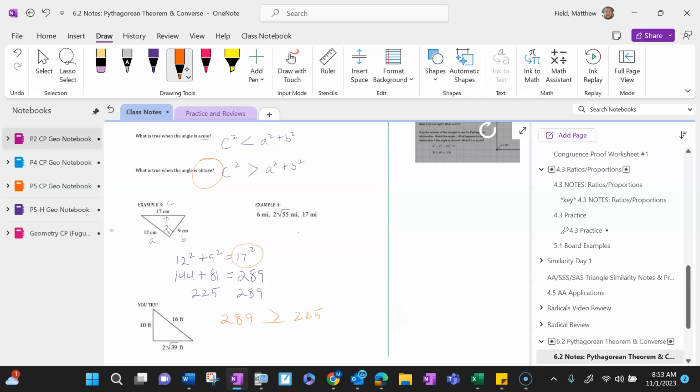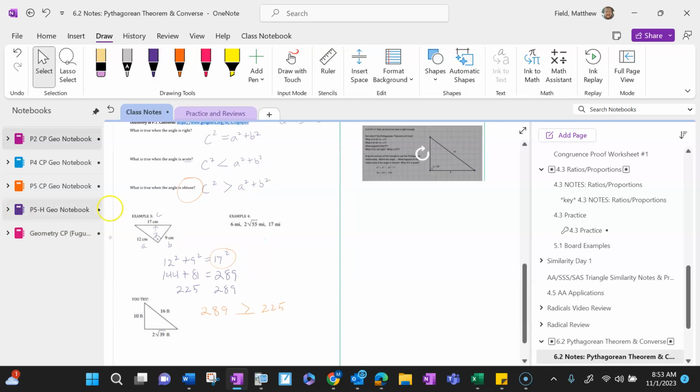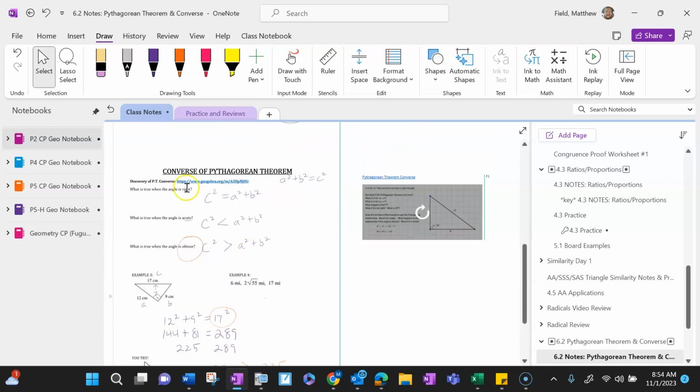So what I'd like you to do is use this and check out the next two examples real quick, example 4 and the you try. Test yourself, see if you can determine, especially with that radical in there, what type of triangles we've got going on using the converse of the Pythagorean theorem.